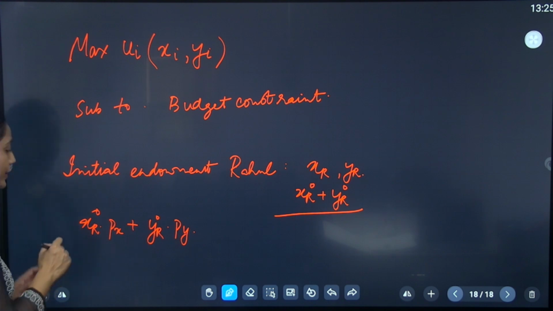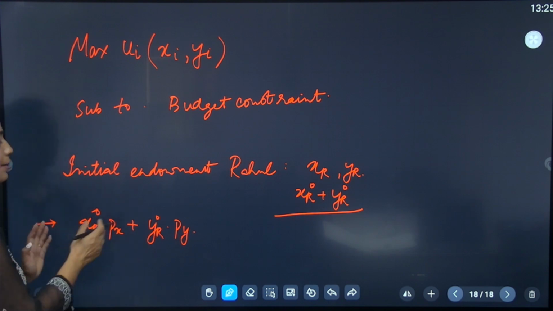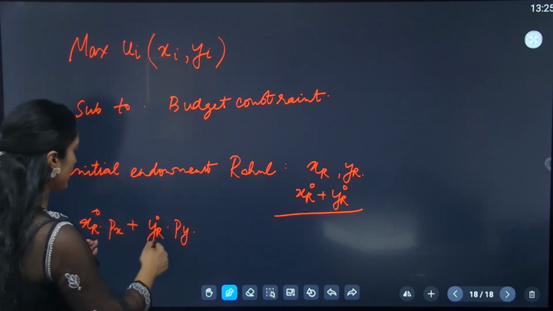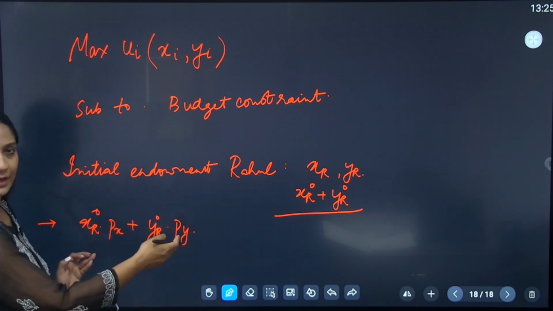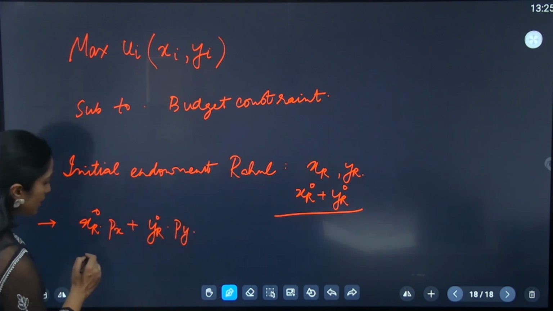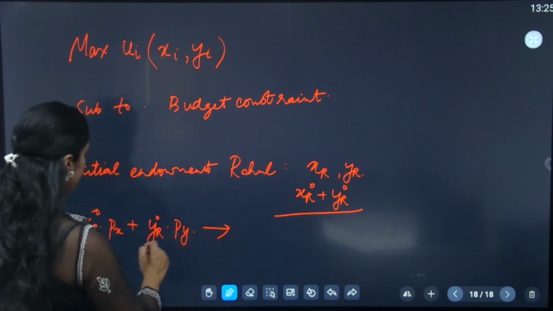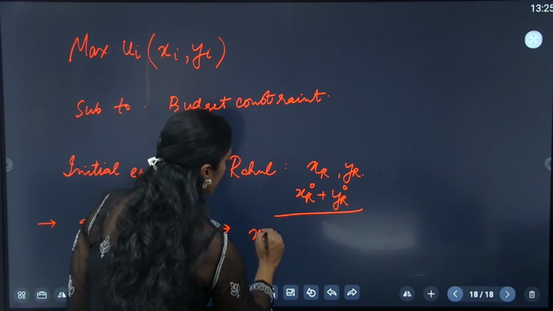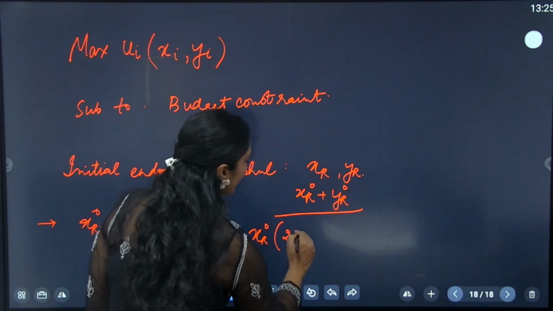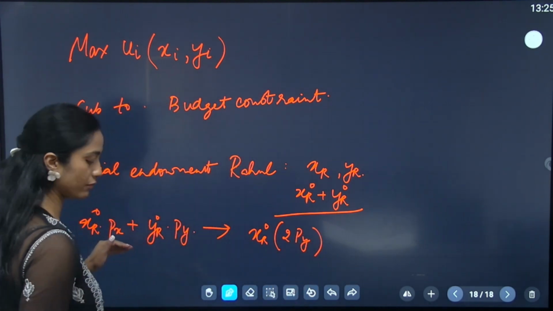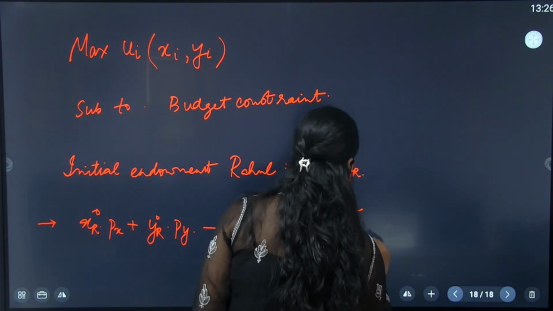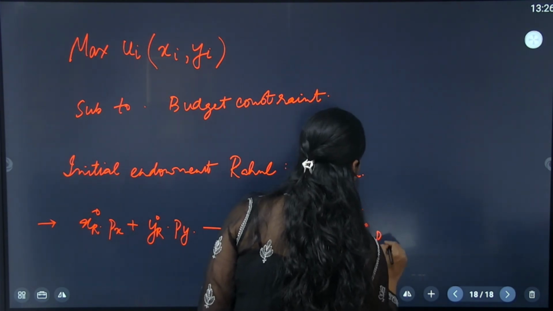ठीक है, तो ये हमारा राहुल का बजट कॉन्स्ट्रेंट हो जाए. And since, for example, your Px was equal to 2 times Py, right? So what you will get is, if you replace Px, which is 2 times Py, you will get XR naught times 2 Py, replacing the value of Px in terms of Py, plus YR naught Py.